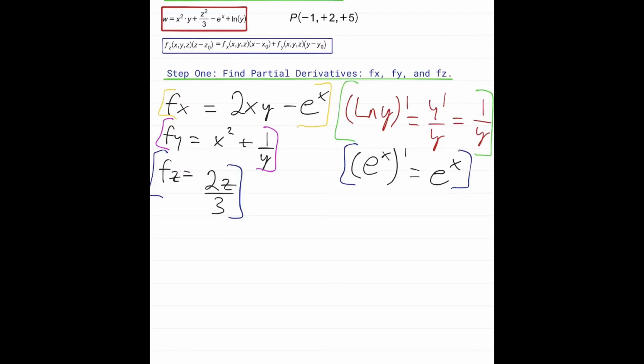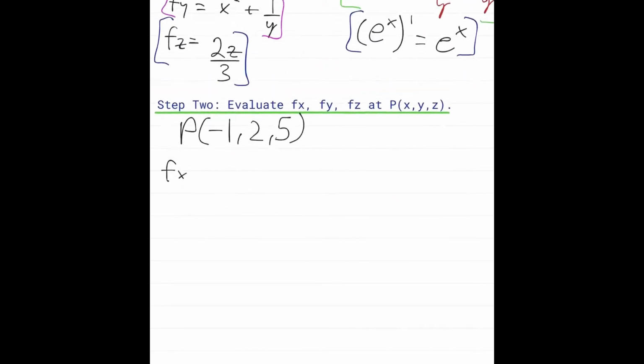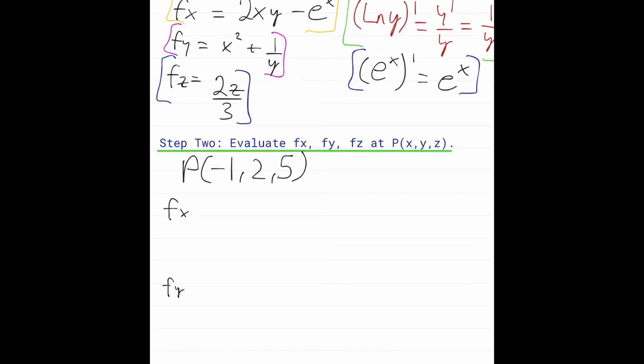So what's step 2 to get the tangent plane and linear approximation? Well, we evaluate partial x, partial y, and partial z at the point. And the point is -1, 2, 5. We're going to make note of the point right here, which is -1, 2, and 5. Now I'm going to scroll down a bit. I'll keep these visible because we need them: partial x, partial y, partial z. And then evaluate them at these points.